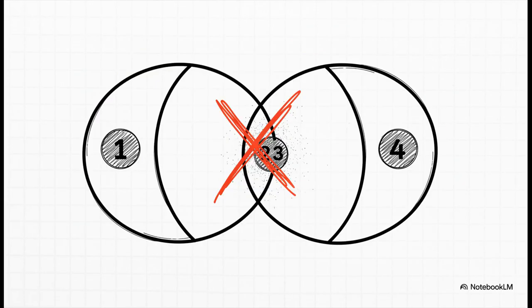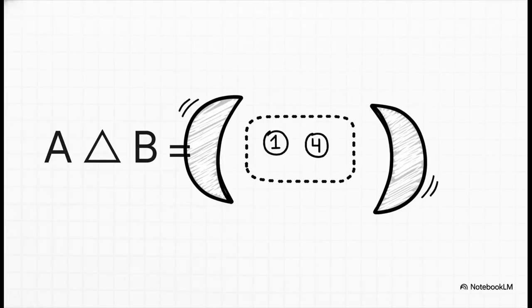Okay, so once you've pinpointed that shared core, in this case 2 and 3, the rest is, honestly, a piece of cake. You just take them out of the picture entirely, everything else that's left over, that's your answer. So after we toss out the common numbers 2 and 3, we're left with a 1 from the first set and a 4 from the second. And boom, that's it. The symmetric difference of A and B is the set containing just 1 and 4.